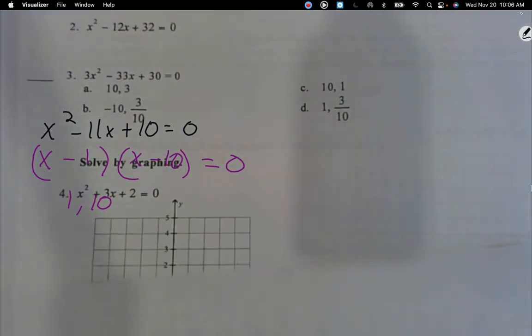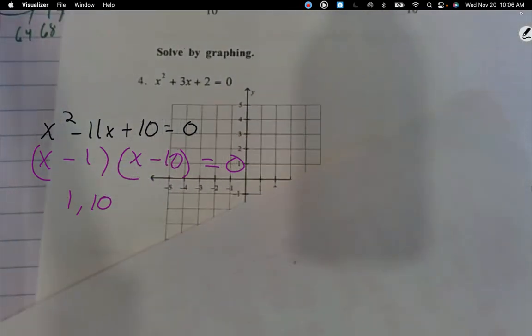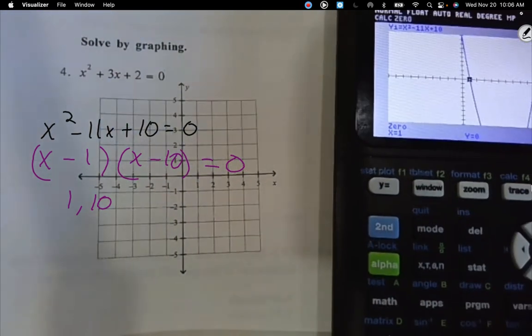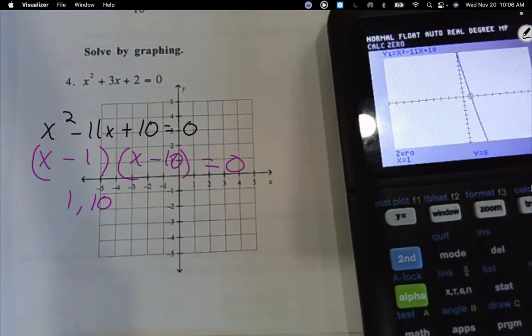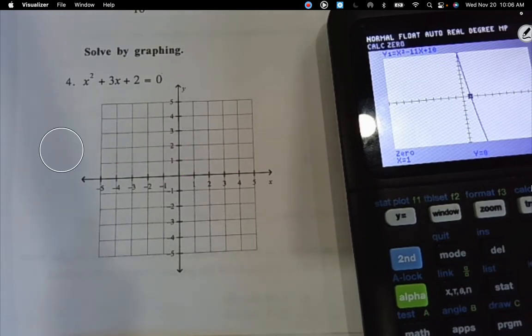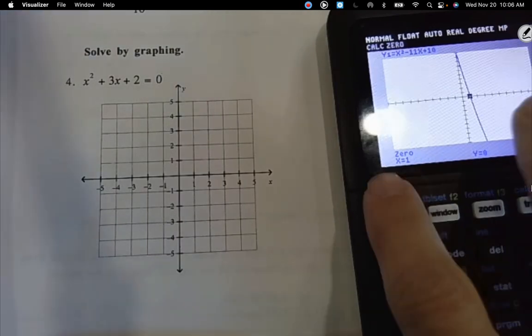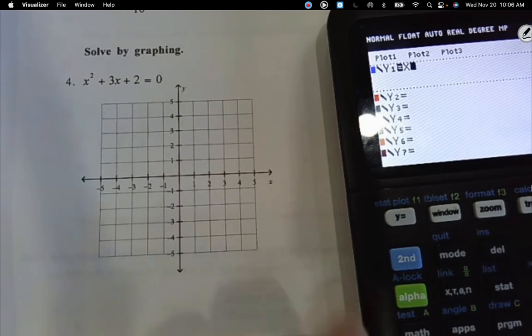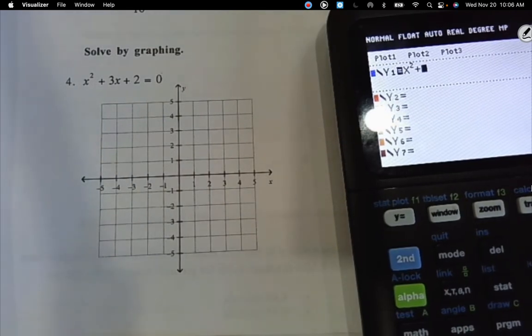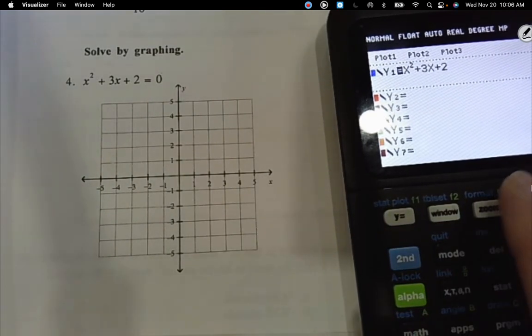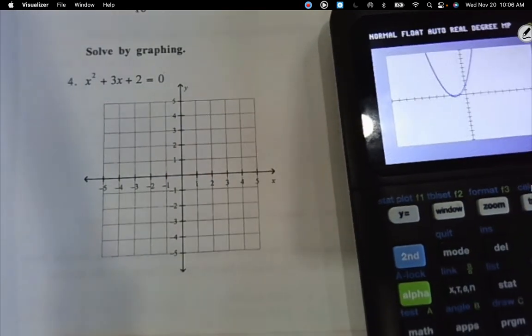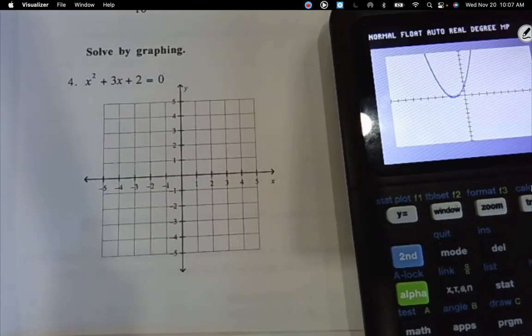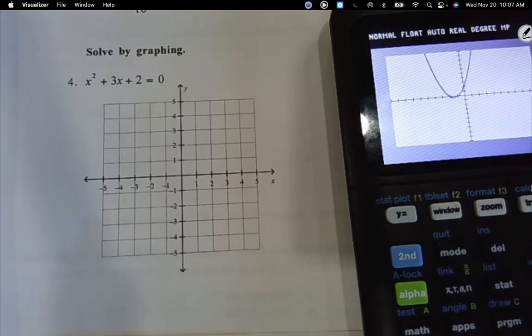Okay, let's move on. The next one is graphing, solve by graphing. So y'all, tomorrow do not forget your 2 answers, okay? See how we got 2 answers just now? So tomorrow on the test, we're looking for our 2 answers. I go to y equals and type in x squared plus 3x plus 2, and I'm going to graph it. They look like they're at -1 and -2, but I don't know.